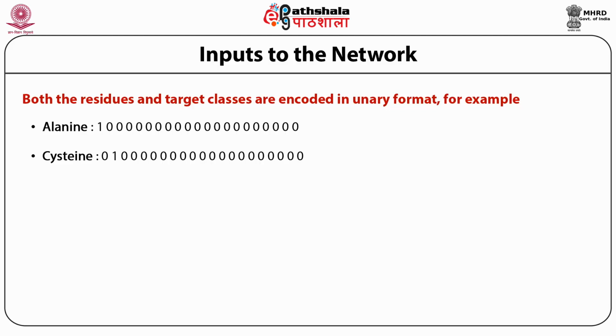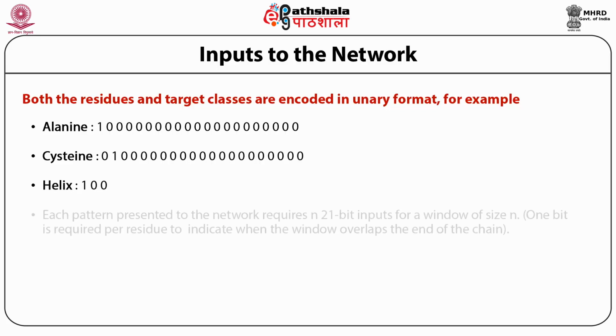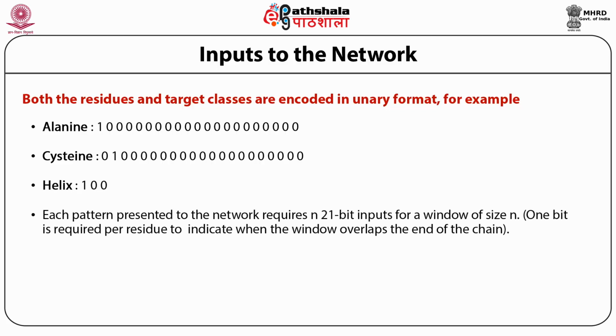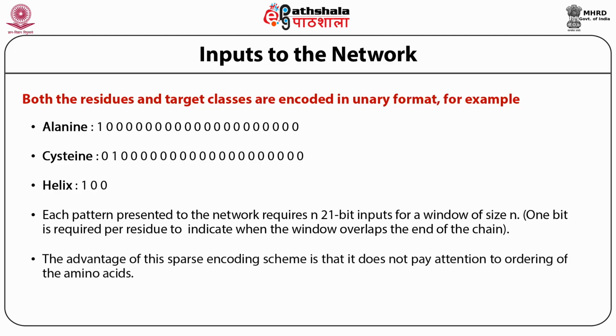Similarly, for the secondary structures, I can define a helix as 1, 0, 0, a strand as 0, 1, 0, and a coil as 0, 0, 1, if I am doing a 3-class prediction. So in this kind of situation, our network requires a 21-bit input for a window size of n, where 1 bit is required per residue to indicate that the window overlaps with the end of the chain. The advantage of this sparse encoding scheme is that it does not pay attention to the ordering of amino acids.